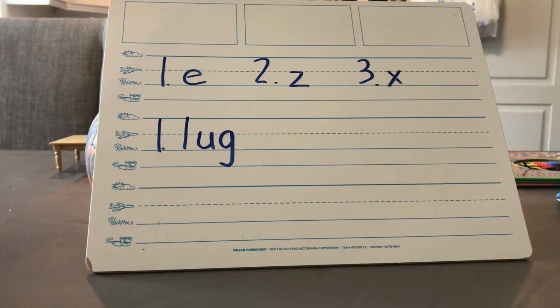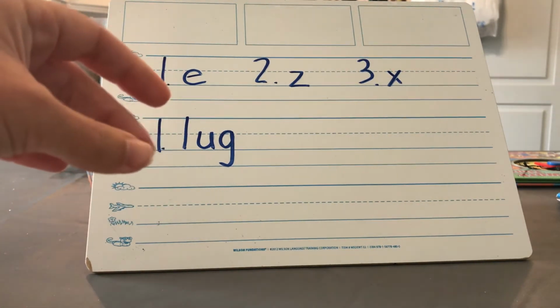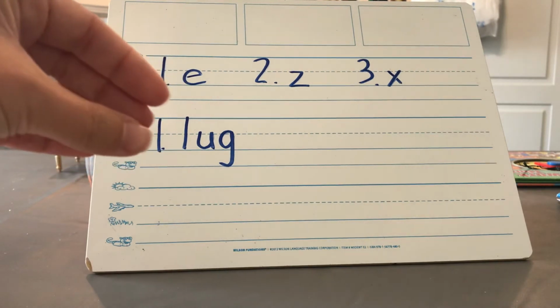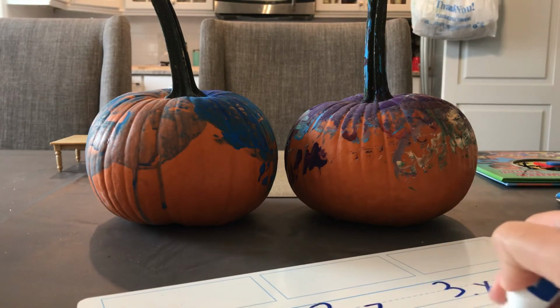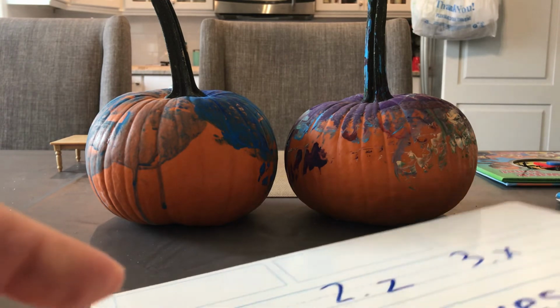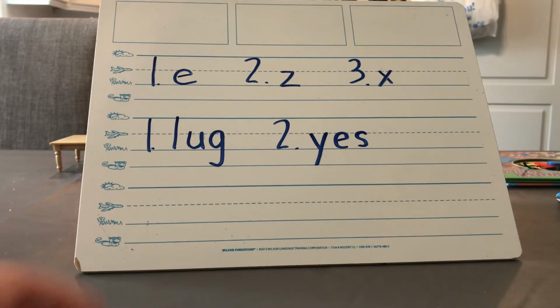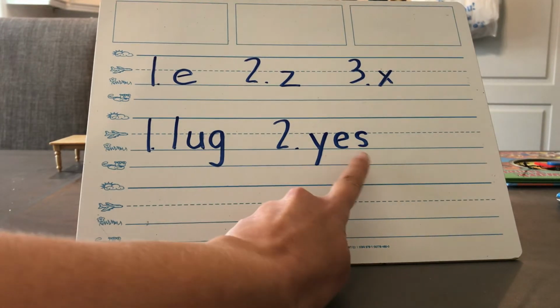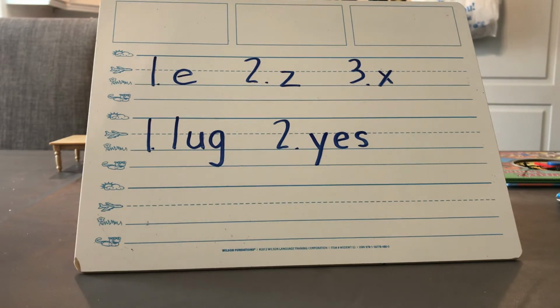Okay, number 2. Yes. Say yes. Elbows up. Let's tap. Y-e-s. Yes. Number 2, write the word yes. Y-e-s. Yes. You should have spelled yes. Y-E-S. Yes.